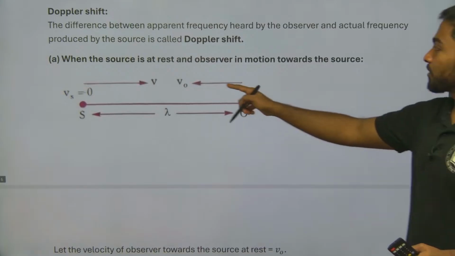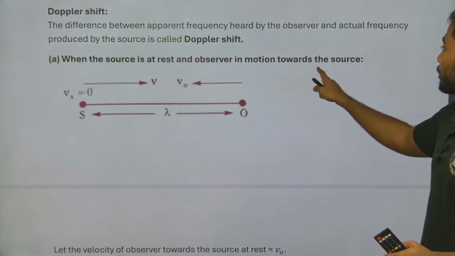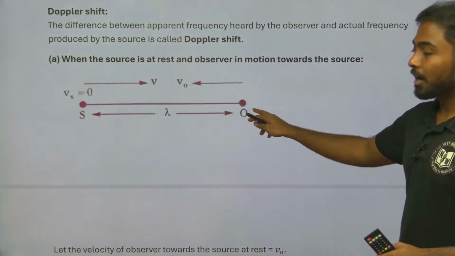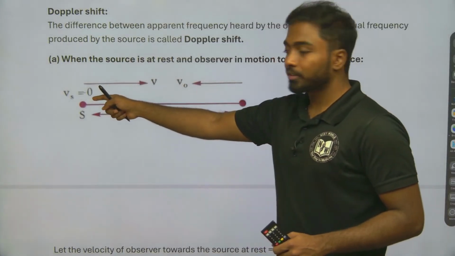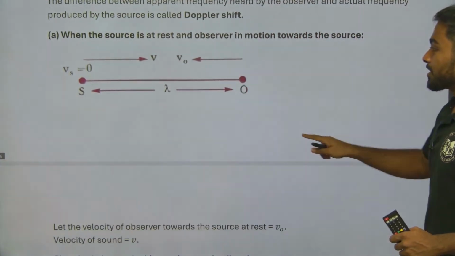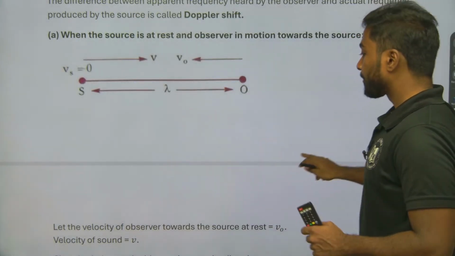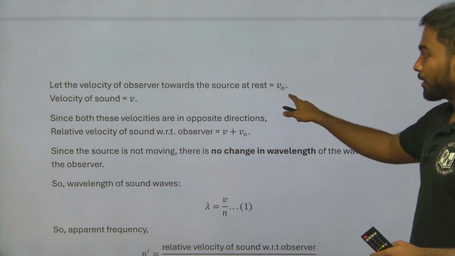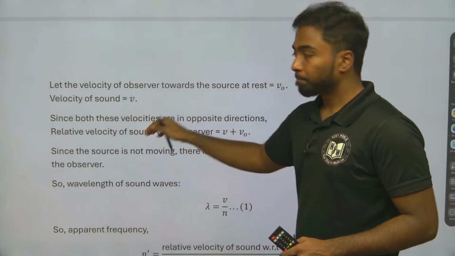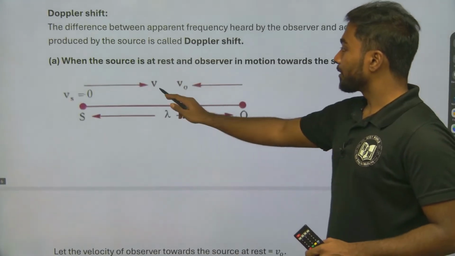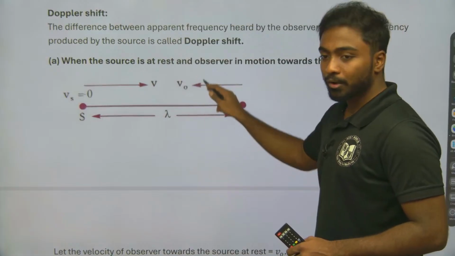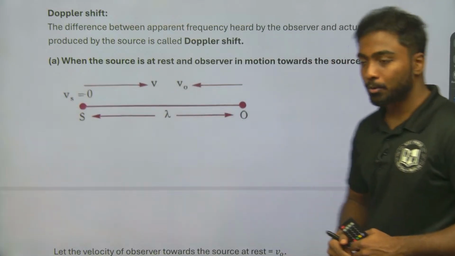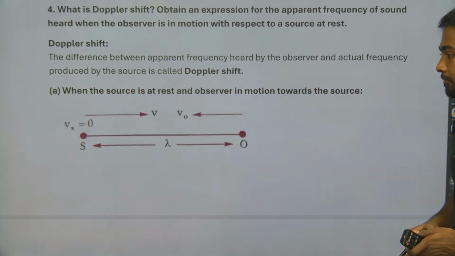When the source is at rest and the observer is in motion towards the source, I need to take this. The source is at rest, the observer is in motion with velocity v naught, and the distance between them is lambda. Let the velocity of the observer towards the source be v naught, and the velocity of the sound be v. So v naught is the velocity of the observer towards the source, and v is the velocity of the sound. You can take a note of this Doppler effect first.